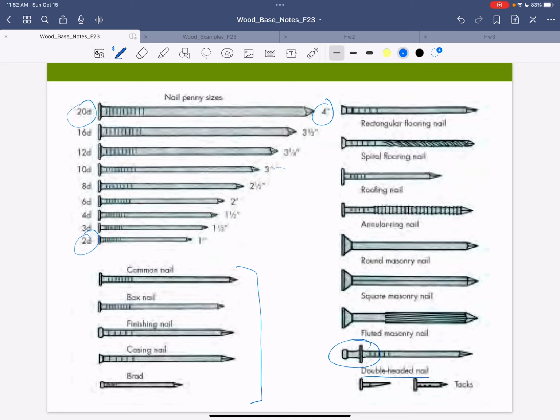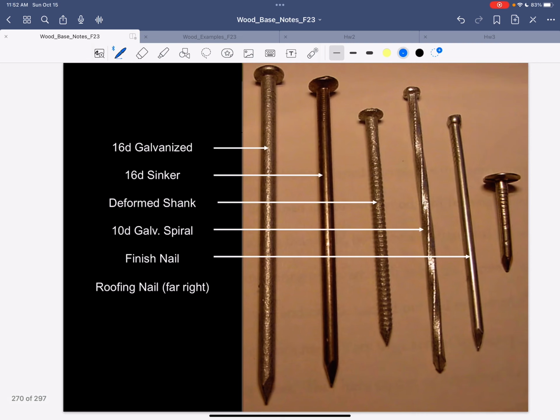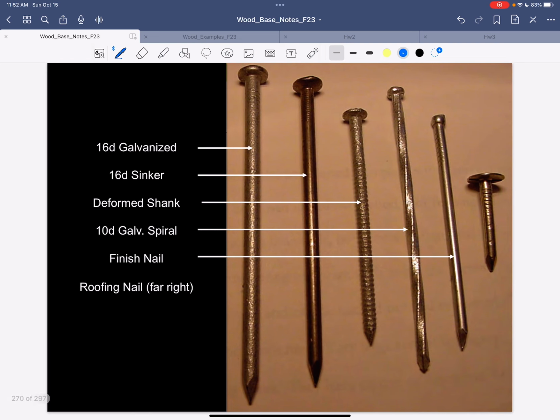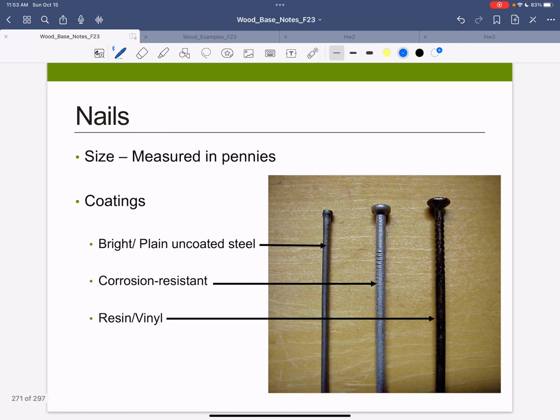And tacks. Tacks are for small things. We put those on the bulletin boards, but they're also good for attaching smaller or thinner components. Here's some in kind of real life. Here's that roofing nail, right? A finishing nail, you see how that head looks a little bit different. A spiral nail that grabs, a deformed nail. And then we've got a galvanized versus a sinker. And let's talk about coatings a little bit.